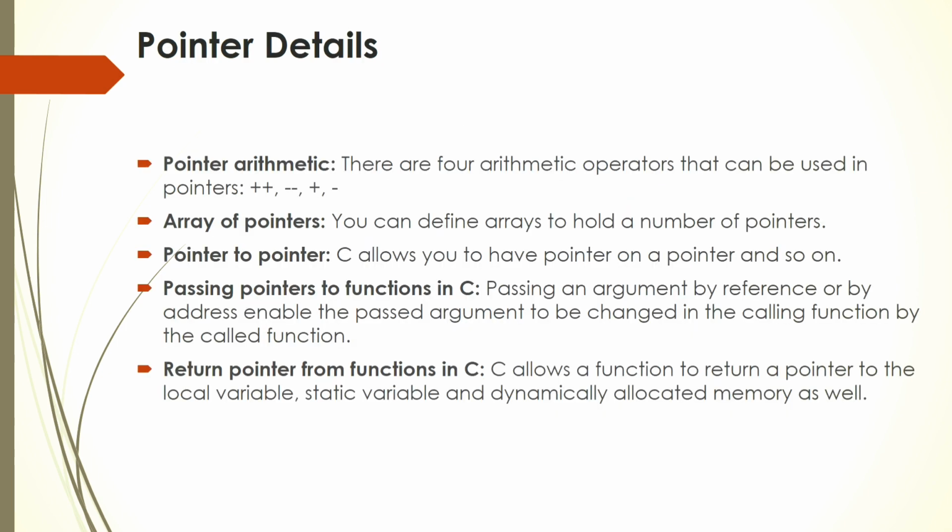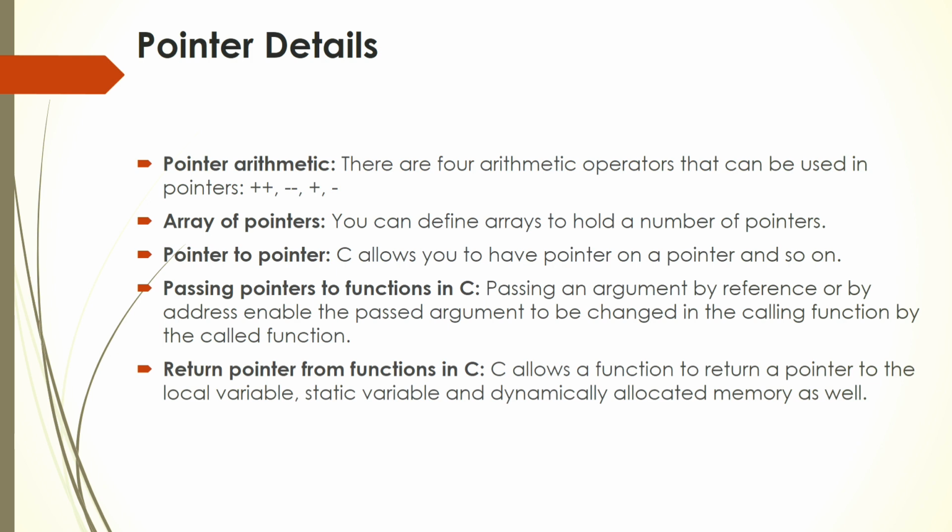So what are the details of the pointer? First, pointer arithmetic. There are four arithmetic operators that can be used on pointers: plus, plus, hyphen, hyphen. The array of pointers: what do we mean by that? We can define arrays to hold a number of pointers. Then, pointer to pointer: C allows you to have a pointer on a pointer and so on.